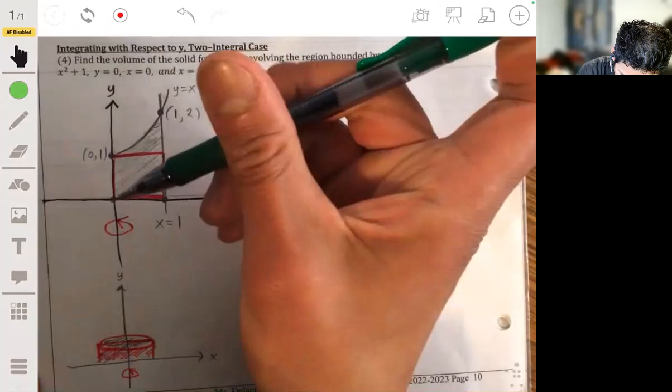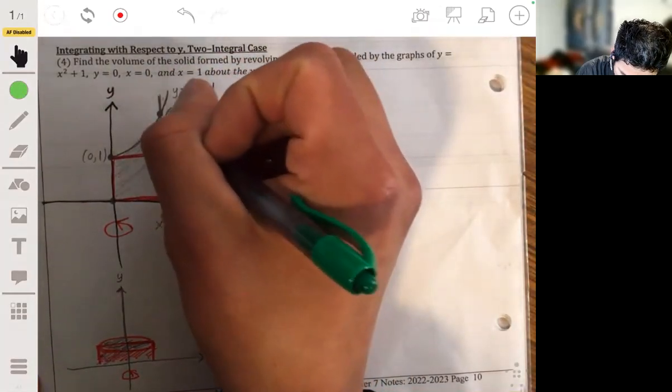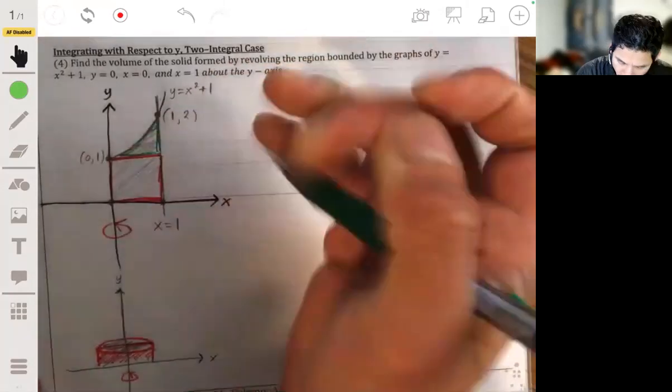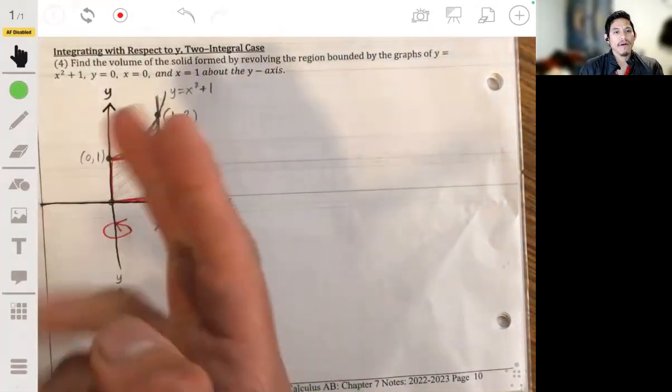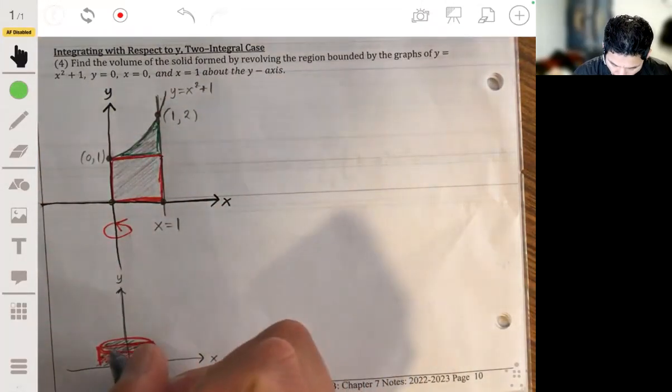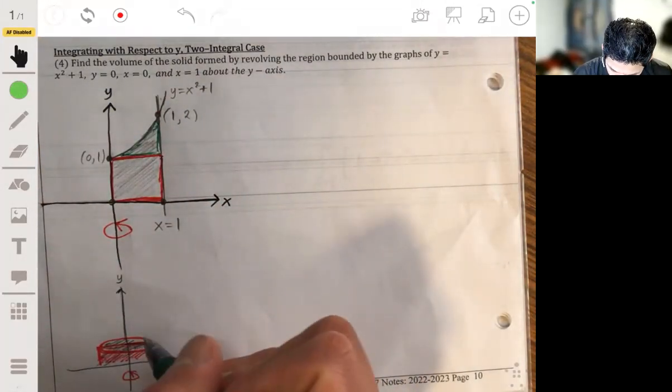Let's trace it in green. You're going to get an outer cylinder part with a bowl taken out of it. So from here upwards.